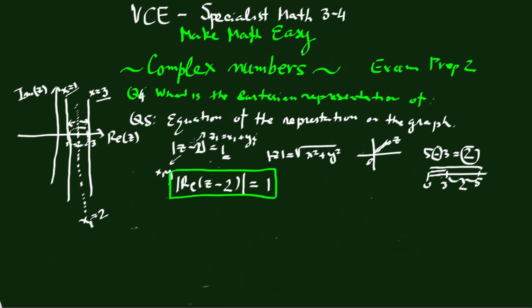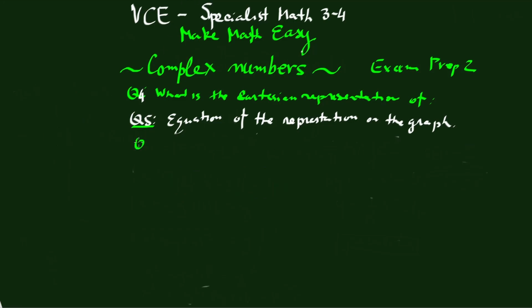So that's the solution for question number 5, the equation representation on the graph. In this case, two vertical lines. Let's go to the next question, number 6. I'll change the color.